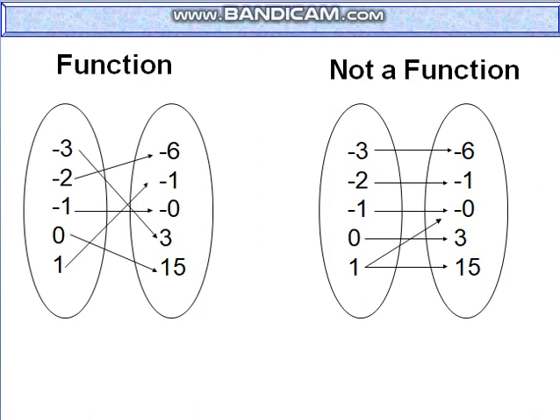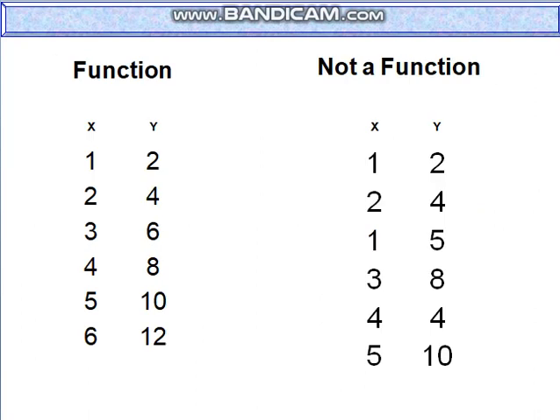Again an example: 3 connected to -3, -2 connected to -6, -1 connected to 0, 0 connected to 50, and 1 connected to 1. That is a function because each single element is connected to a single other element. Not a function: 1 connected to 0 and 15. Then this is not a function.